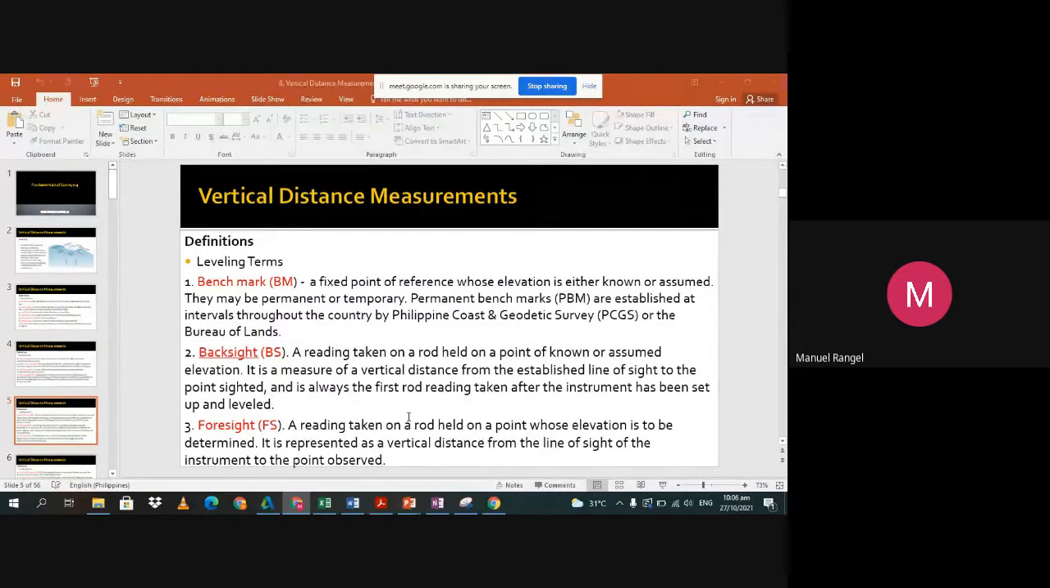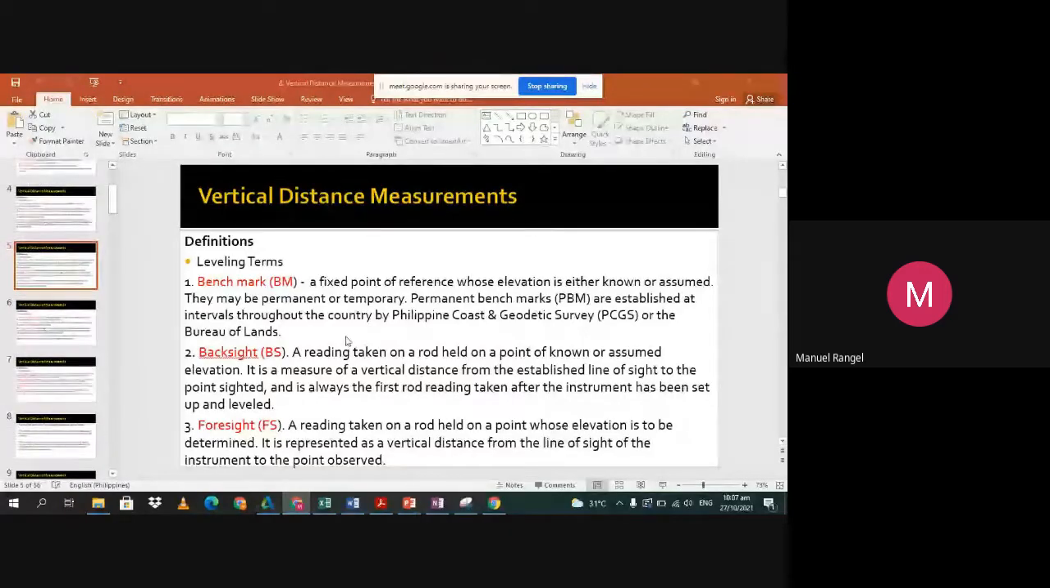Then another term for leveling, we have the benchmark or BM. It is a fixed point of reference whose elevation is either known or assumed, so it may be permanent. Backsight. So a reading on a rod held on a point of known or assumed elevation. So it's a measure of vertical distance from the established line of sight.